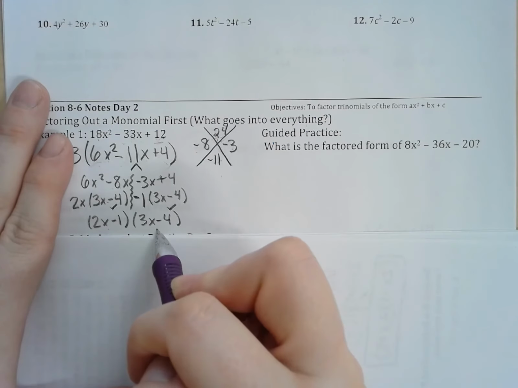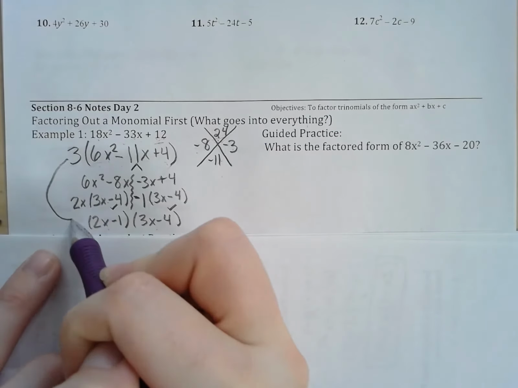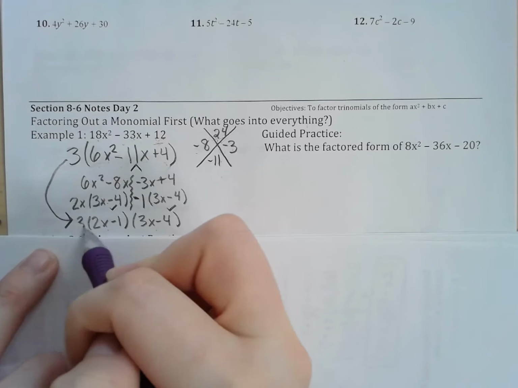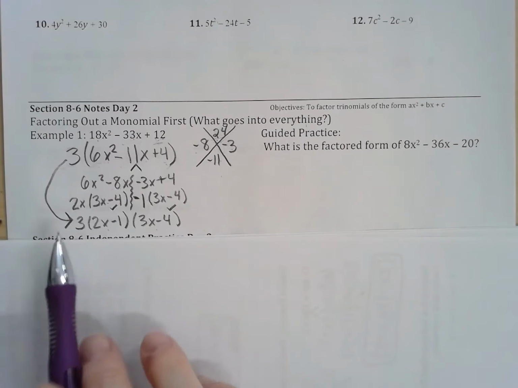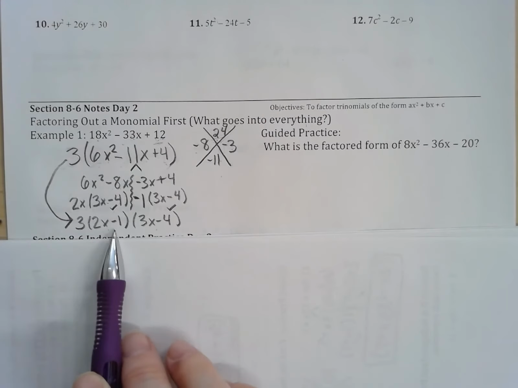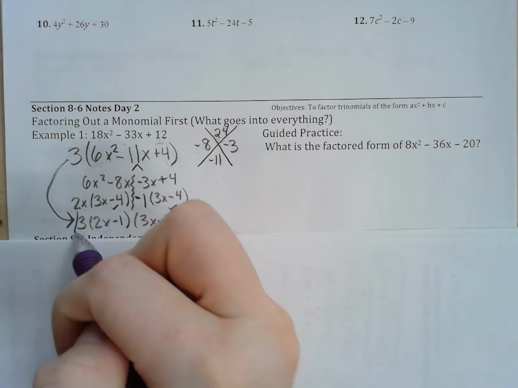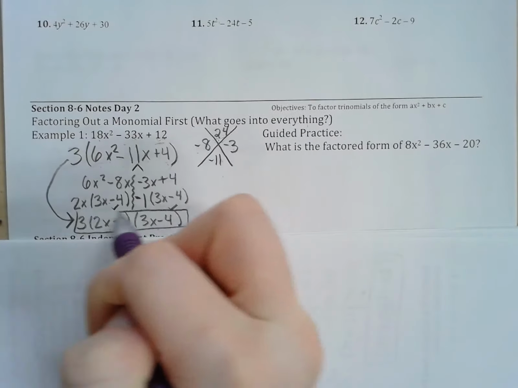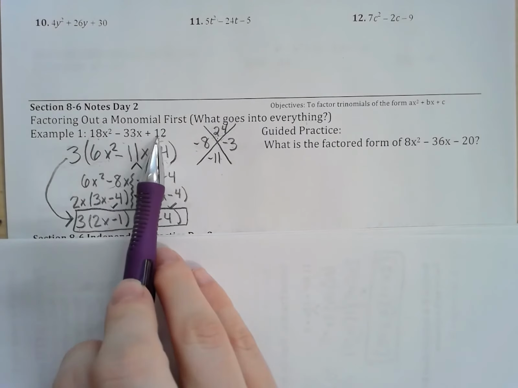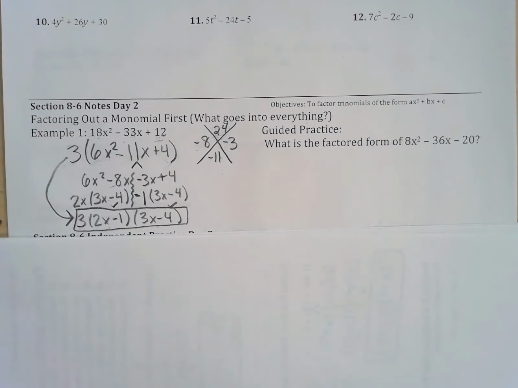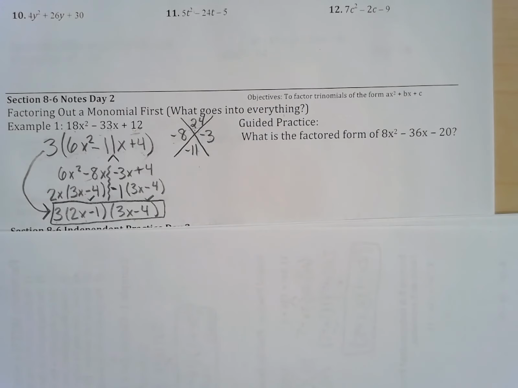So this is what we did yesterday. Now I can't forget to bring down that 3 that I took out, and I just put it on the outside of my final answer. So it's 3 and then parentheses 2x minus 1, another parenthesis with 3x minus 4. And that is your final factored form of 18x to the second minus 33x plus 12. Okay. So go ahead and pause the video and try the guided practice on your own.